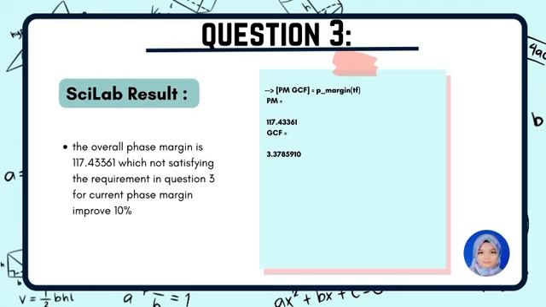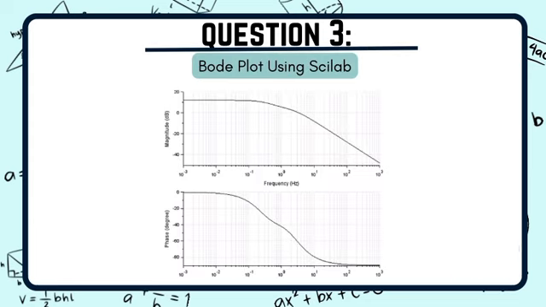Now, the Scilab result shows that the overall phase margin is 117.43361, which does not satisfy the requirement in question 3 for a 10% phase margin improvement with the lead compensator, because the phase margin required is 117.695963 degrees. This is the Bode plot using Scilab for the lead compensator.